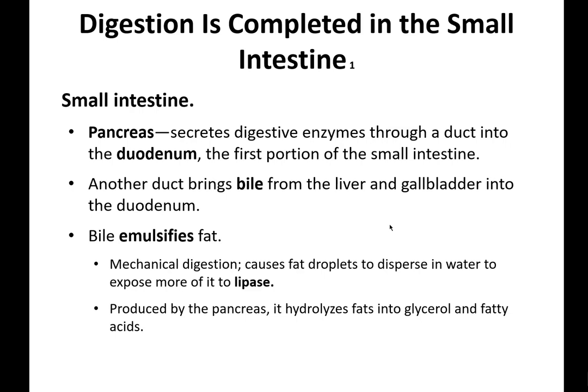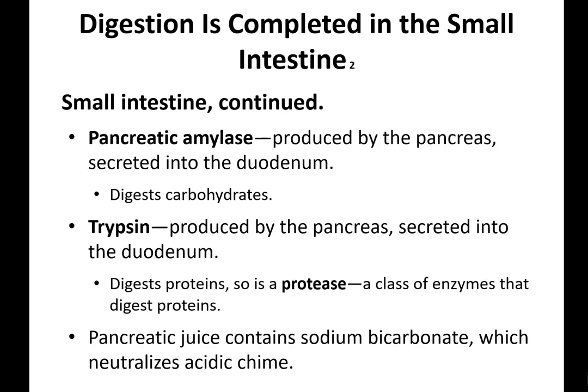The pancreas contains enzymes that are secreted through a duct into the duodenum. Another duct brings bile from the liver and gallbladder into the duodenum, and bile helps emulsify fat. Mechanical bile breakdown causes the fat droplets to disperse in the water to expose more of it to lipase. Lipase, produced by the pancreas, hydrolyzes fats into glycerol and fatty acids.